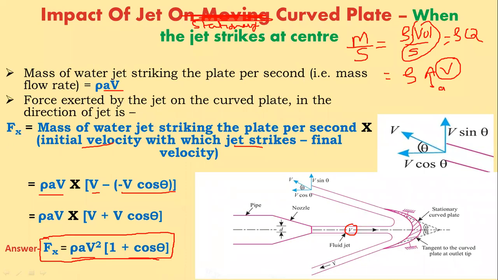Any questions here? Sir, after the water strikes the plate, doesn't the velocity decrease? No, that is what I was telling you. We are going to assume here, for this impulse momentum principle, that when the jet strikes the plate, there is no loss in energy. That we are going to assume. Understood? Okay, sir. We are making this assumption.